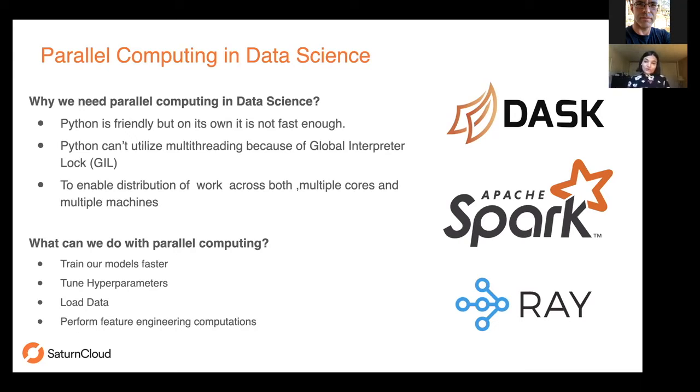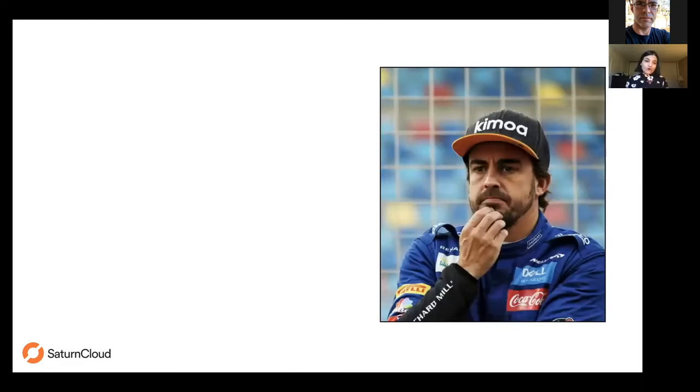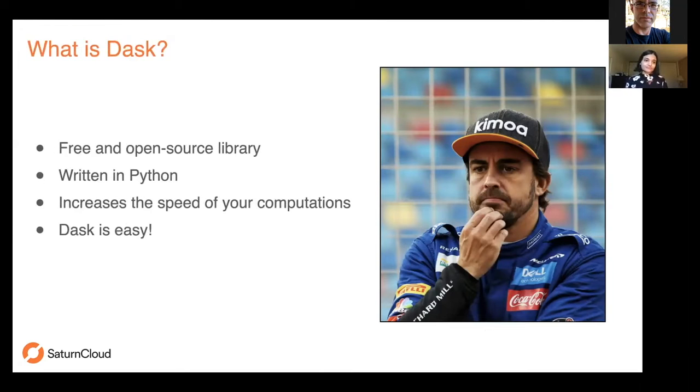Okay. So of all the toolkits on the right, you see there is Dask, there is Spark, there is Ray, and there are some more. So of all these toolkits, we are going to talk about Dask today. So what is Dask? So Dask is free and open source. Big advantage if you are a Python user, because the debugging becomes really easy.